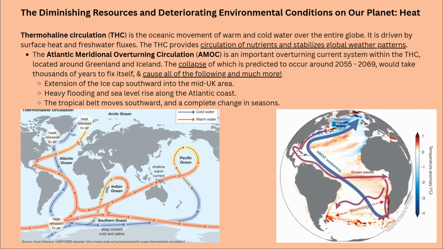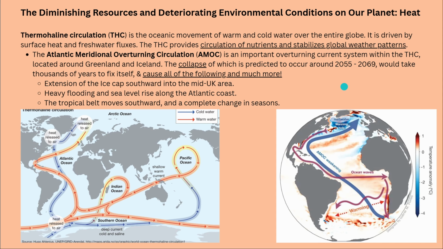Another vitally important system affecting global and local weather patterns is what is known as thermohaline circulation, which is the movement of oceanic warm and cold water over the entire globe. It is driven by surface heat and freshwater fluxes. The THC provides circulation of nutrients and stabilizes global weather patterns.